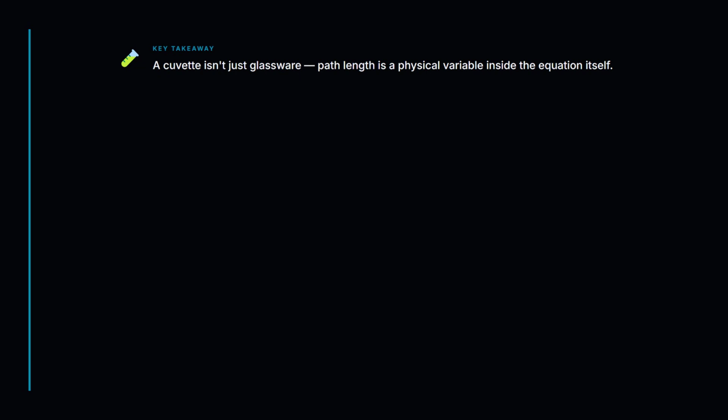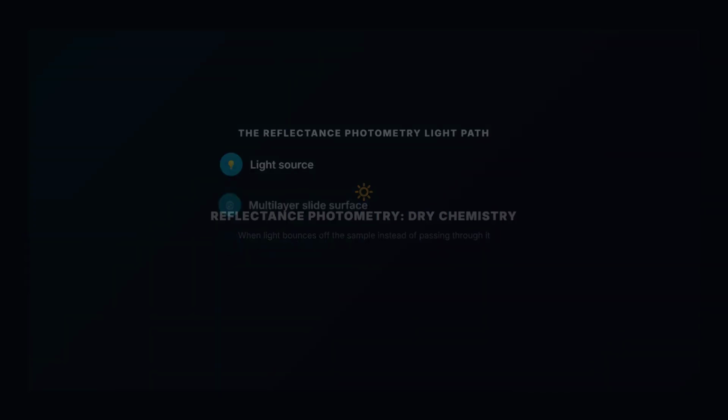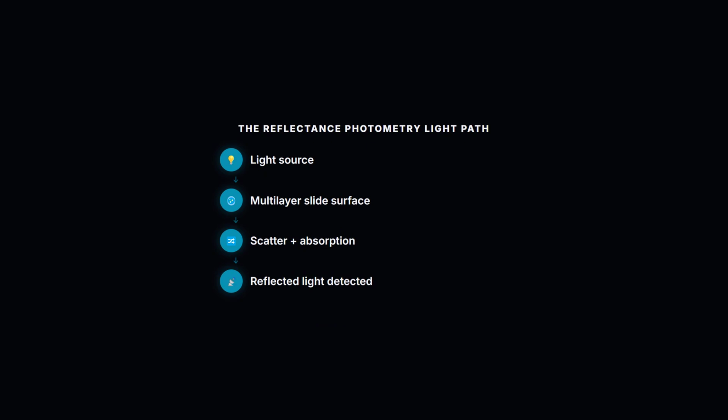Everything so far assumes light travels straight through a clear solution. Now flip the geometry entirely. This is the physics behind dry slide chemistry, the technology underneath your dry chemistry bench. In a dry slide system, light hits the surface of a multi-layer reagent slide, scatters and partially absorbs as it travels through the layers, and a portion bounces back out toward a detector positioned to catch that reflected light, not light that passed all the way through.